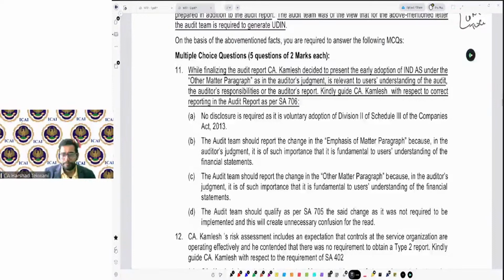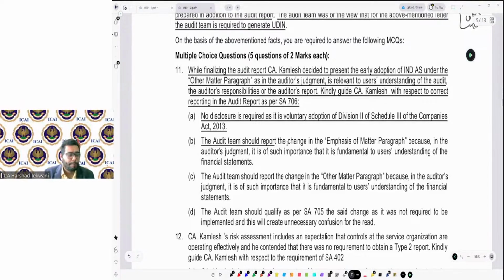Correct. Good, Namrata. So basically, if I want to answer this question, first of all, I need to understand. Let's go to the options and then we'll understand how to answer. What is the appropriate option? Option number 1: no disclosure is required as voluntary adoption of Division 2, Schedule 3 of the Companies Act. Okay, it's a voluntary adoption. That is correct. No disclosure could be an answer, but I am not sure as of now.